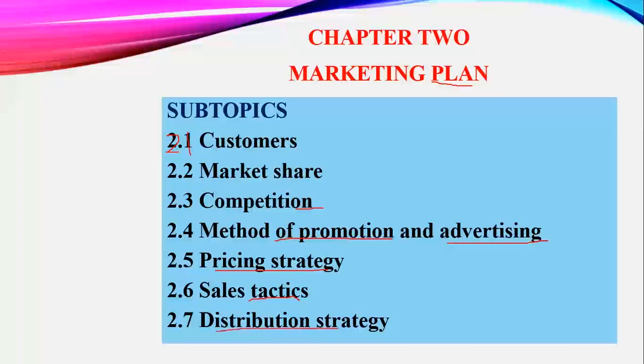Another thing, the distribution strategy. How will the products reach your customers? You can have door-to-door delivery. Nowadays, if it is in the hospitality industry, we even have something like Glovo. That's just an example where they do delivery for the products. You order online and it is brought to your place. That is another way of distributing your products.